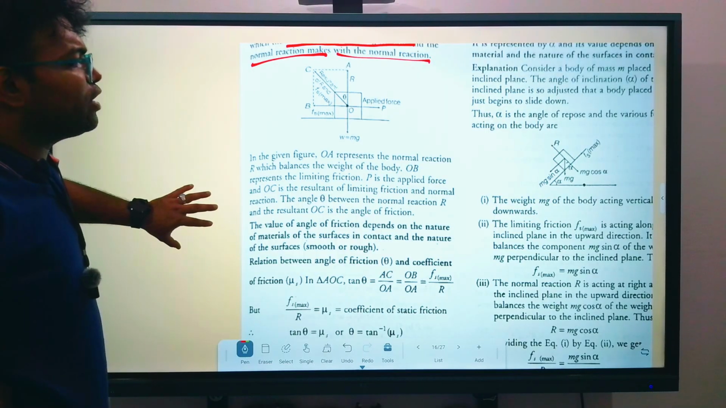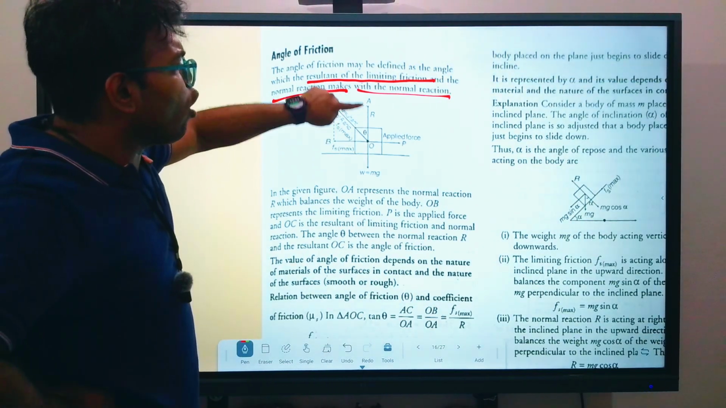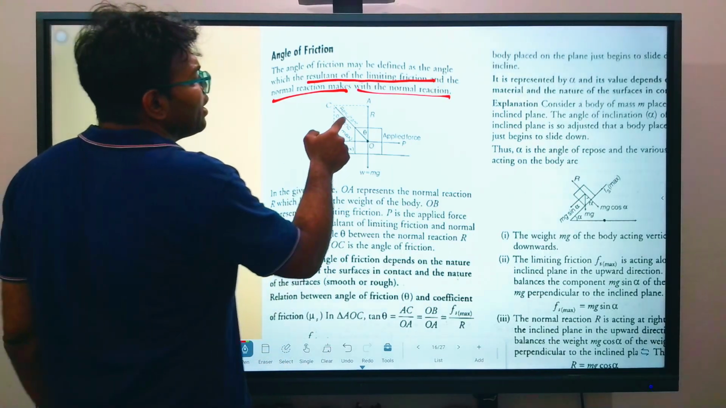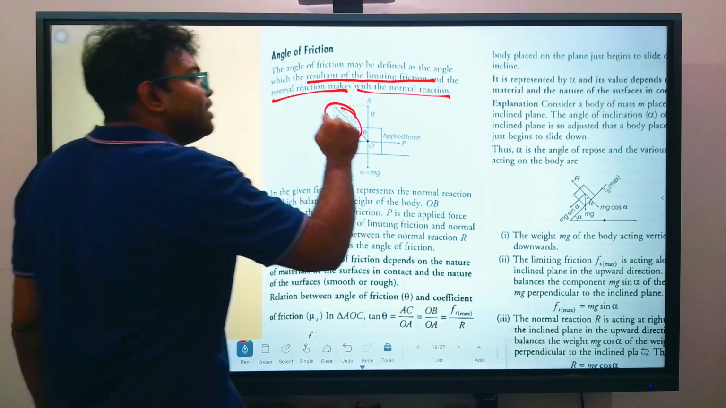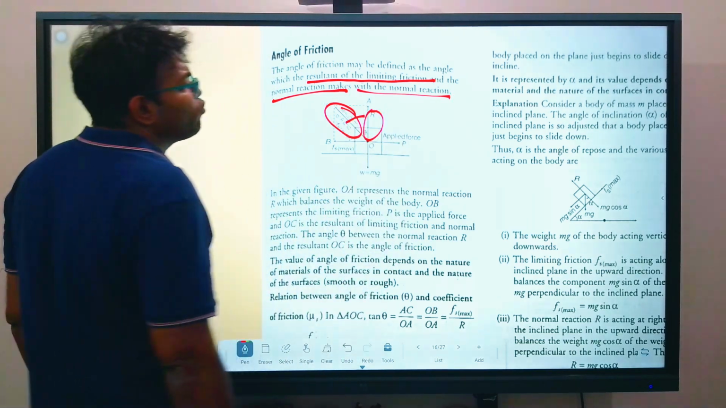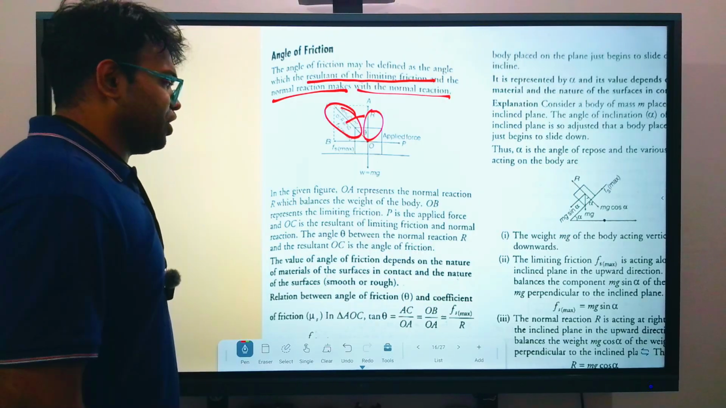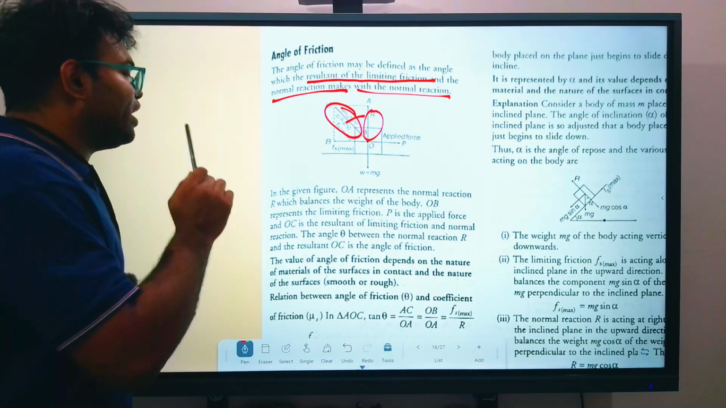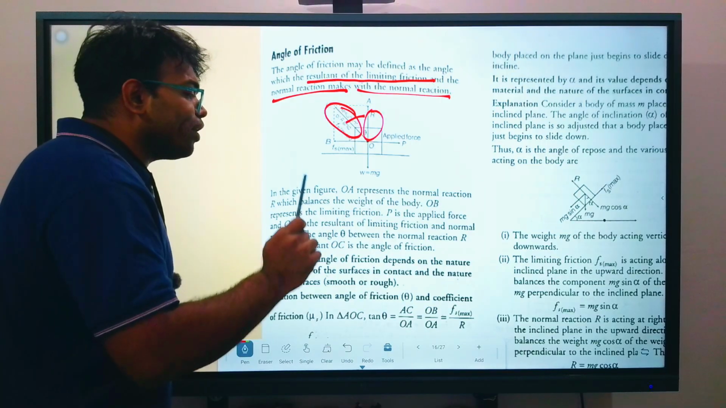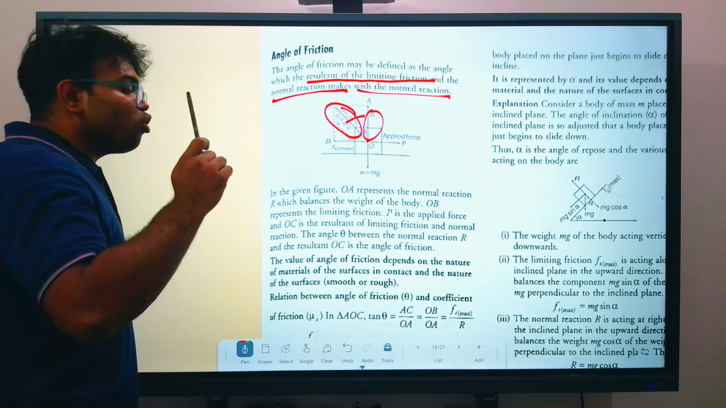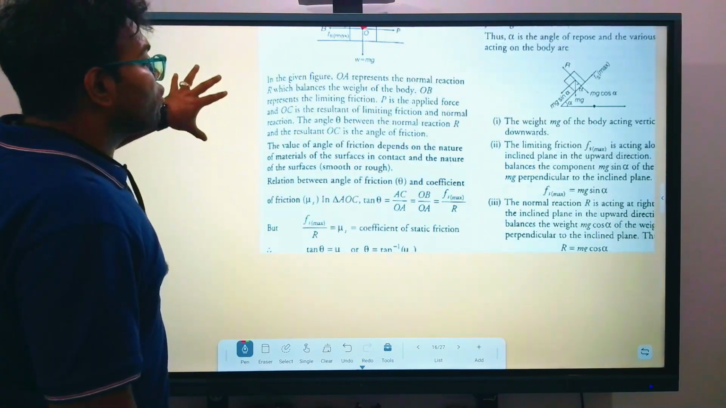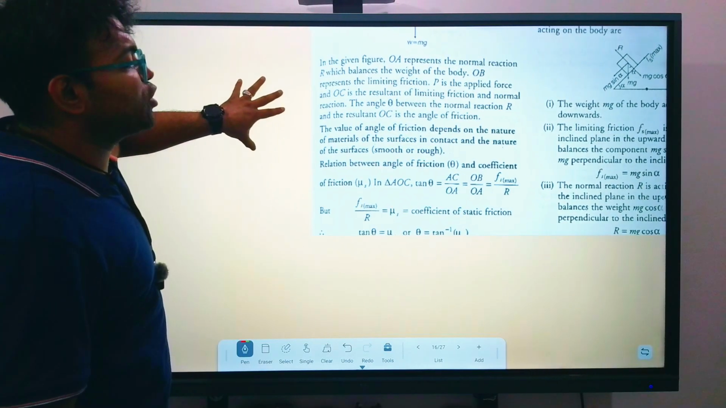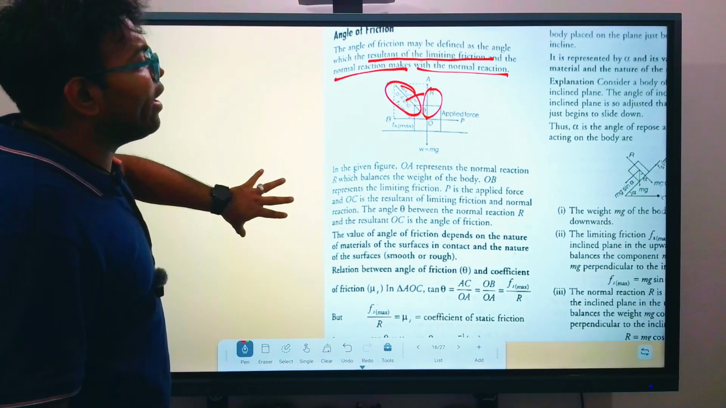Okay, so what is the angle of friction? The angle between the normal reaction and the resultant of the normal reaction and the friction. This is the resultant of the normal reaction and the friction, and this is the normal reaction. So the angle between these two becomes the angle of friction. Okay, the value of angle of friction depends on the nature of the material in contact and the nature of the surface, smoothness or roughness. Okay, so relation between angle of friction theta and the coefficient of friction mu in triangle AOC.